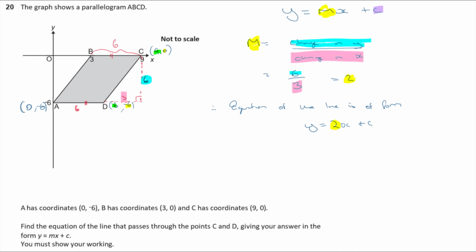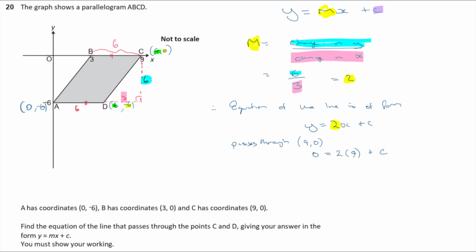So what's c? Now, to work out c, we just need to substitute one of the coordinates into our partial equation. I'm going to take the coordinate (9, 0) because it was given and it's the easy one of the two, because one of them is 0, so it's going to be easier maths. So I'm going to say it passes through the point (9, 0). So subbing in x is 9, y is 0 into this equation, I'm going to get 0 is equal to 2 lots of 9 plus c.